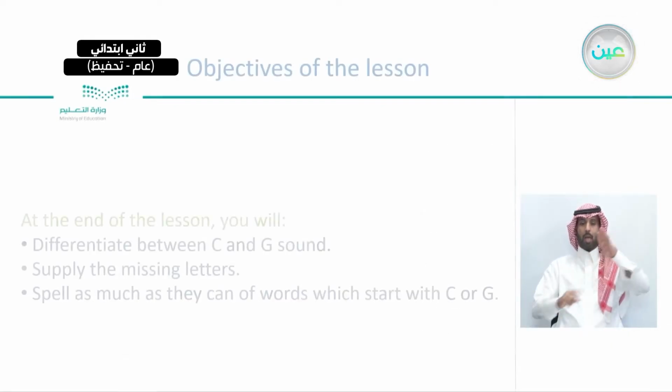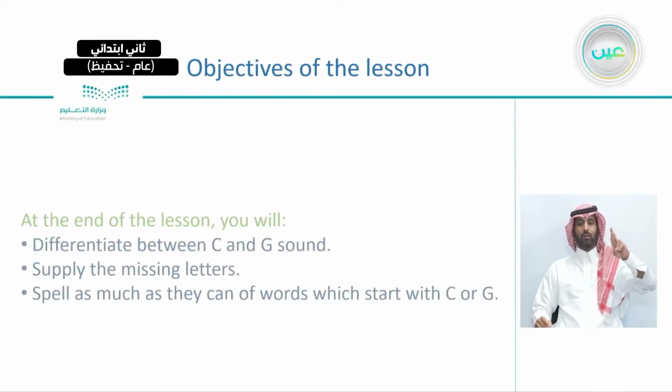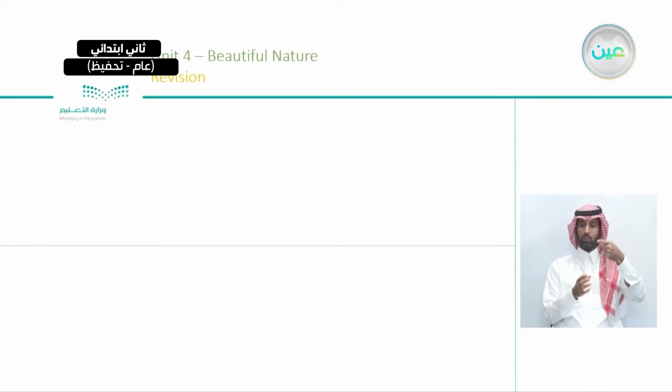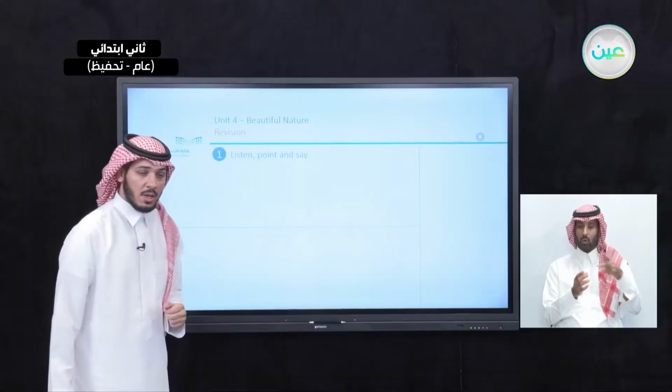Okay, what will you learn today? What are the objectives of our lesson today? So, you will differentiate between the C and G sounds, supply the missing letters, and spell as many words as you can that start with C or G. Okay, before we start, let's revise our last lesson.